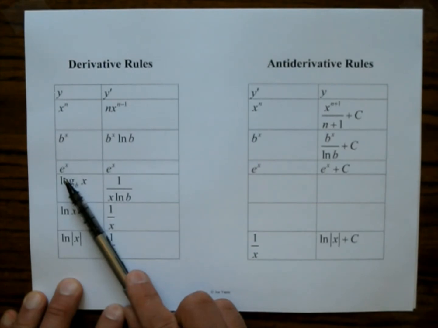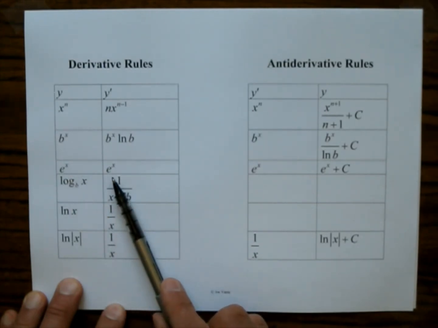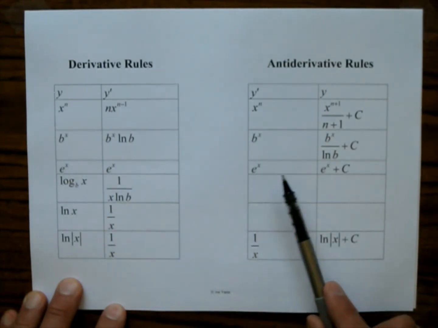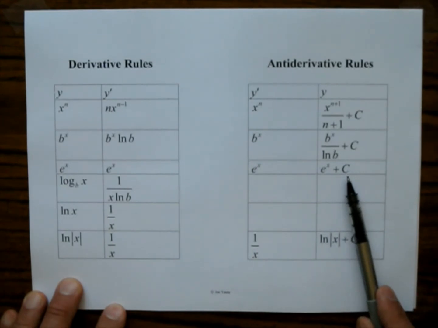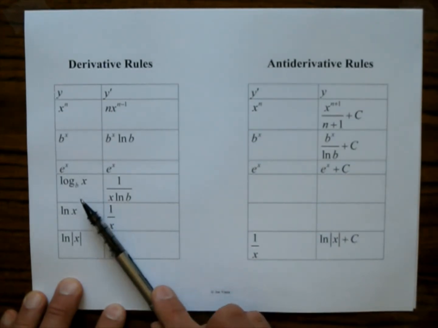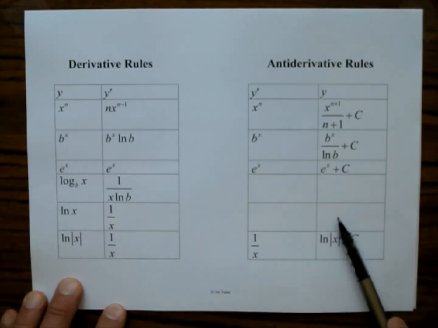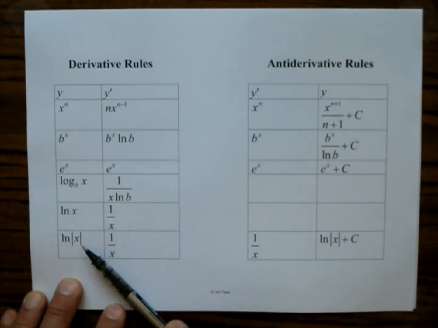This one's the simplest. The derivative of e to the x is e to the x. The antiderivative of e to the x is e to the x plus c. For these logs, we don't have any formulas right now that we're going to put. In fact, the formula is going to be on this one.